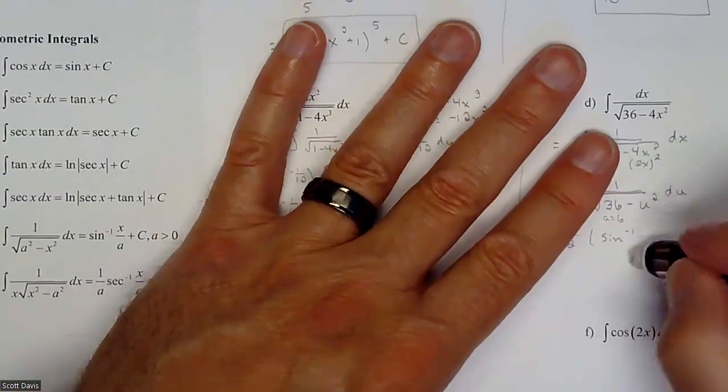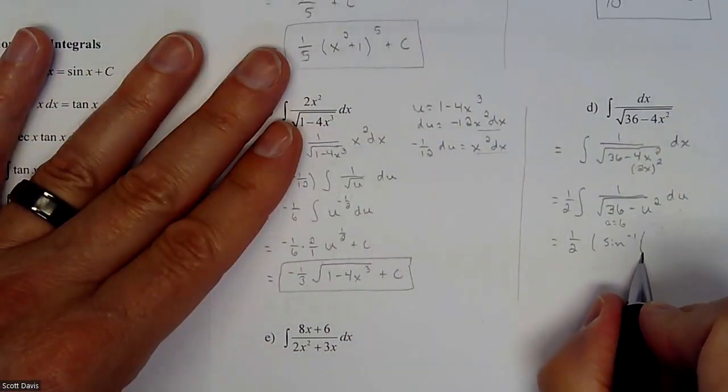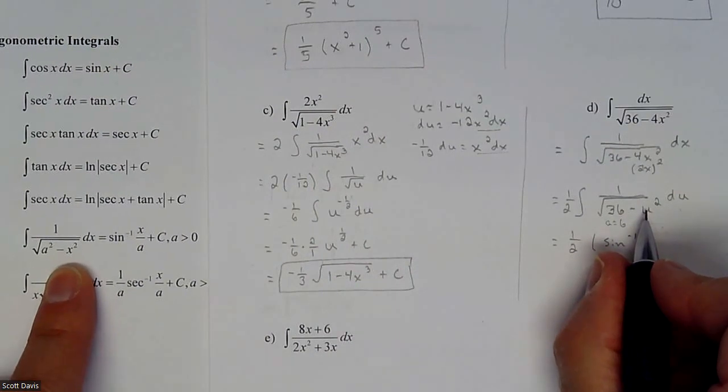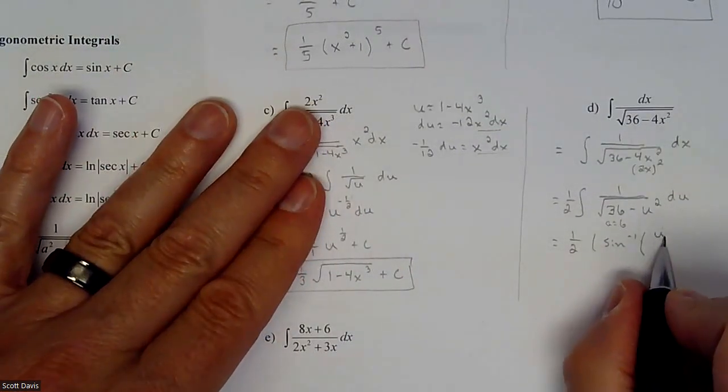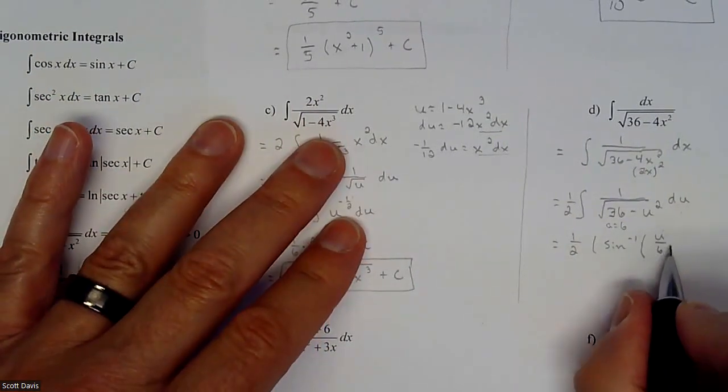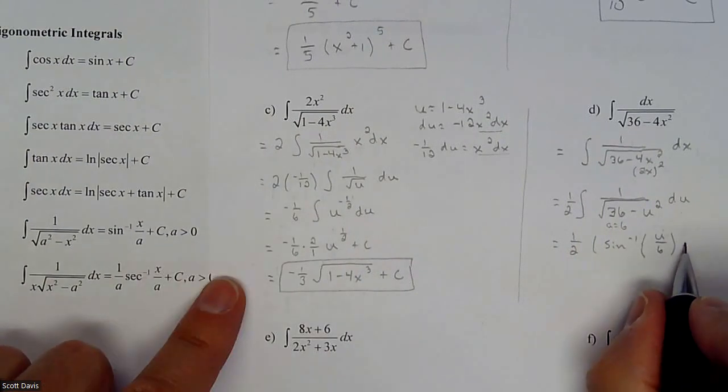Right? Then I got to have a fraction here. And currently, this value for us is a u. So it's going to be a u over our a value. A value is 6. And then plus c.